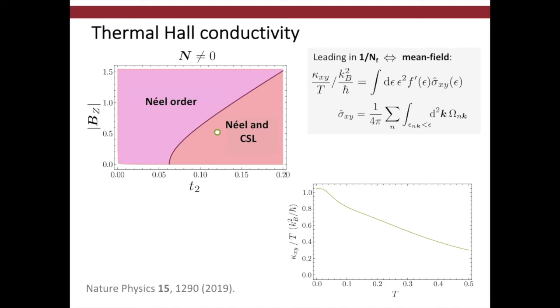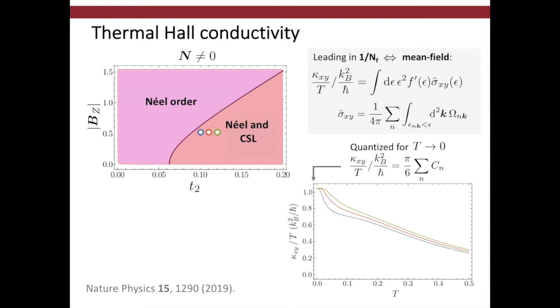You can see kappa xy over T as a function of temperature. It is found to increase with decreasing temperature, and at T equals 0, it reaches a value determined by the indicated quantization condition that involves the Chern number Cn of the occupied bands. If we decrease T2 a little, corresponding to the orange dot, you can see that the temperature profile of the thermal Hall conductivity is slightly altered, which reaches the same value at 0 temperature since we remain in the chiral-spin liquid phase. Let's decrease T2 further and further.